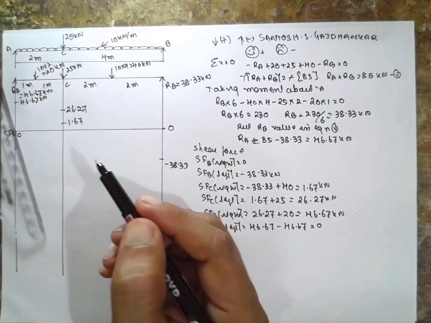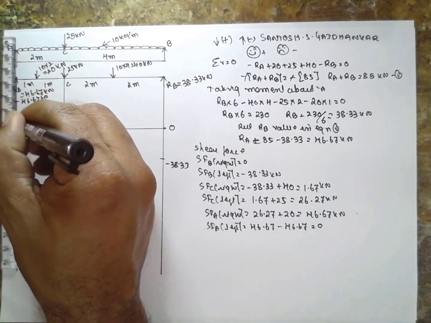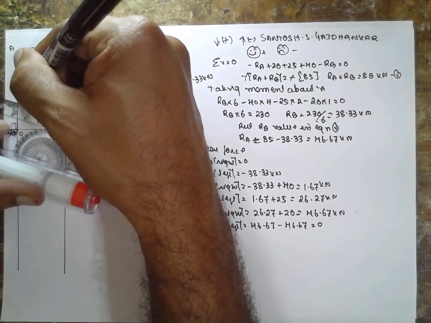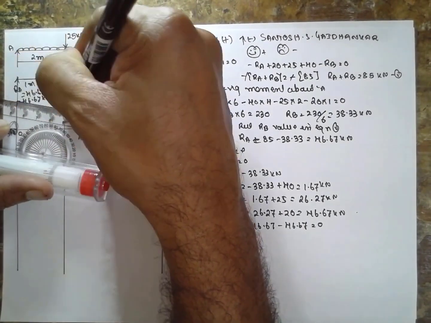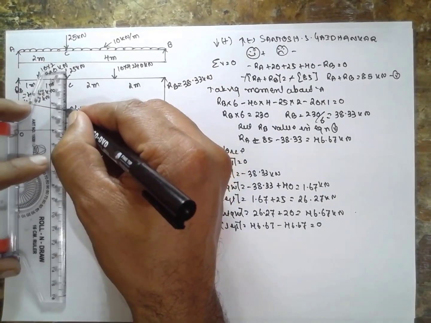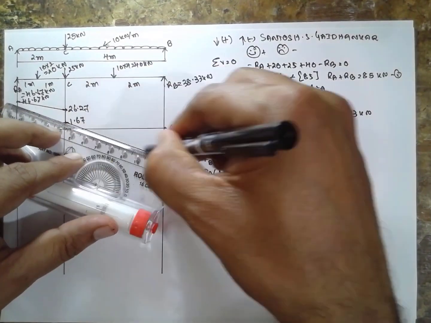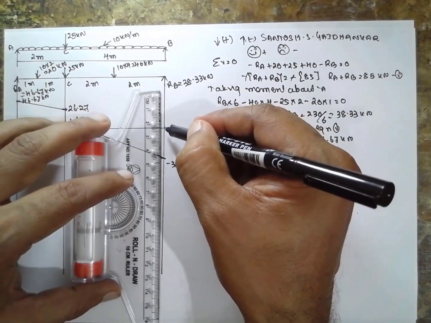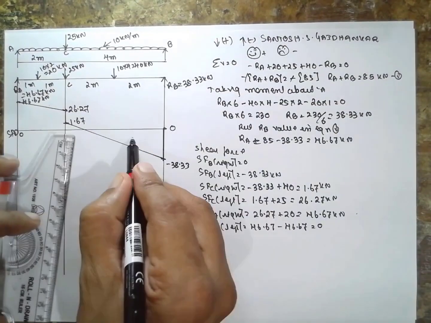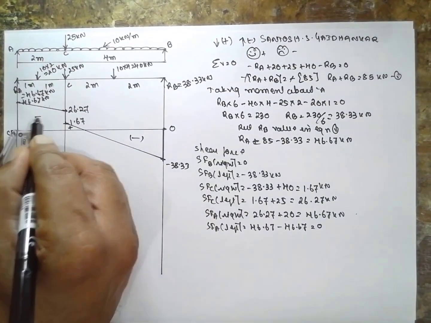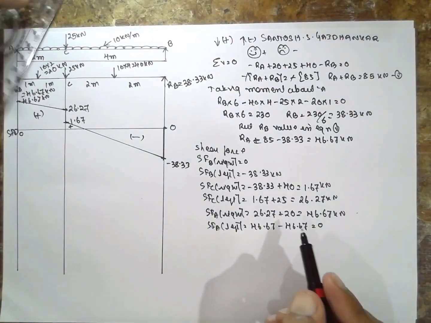Draw and complete the pattern. It is an inclined line, downward, an inclined line because of the UDL, upward. Negative, positive, positive. Now we are going to find the bending moment.